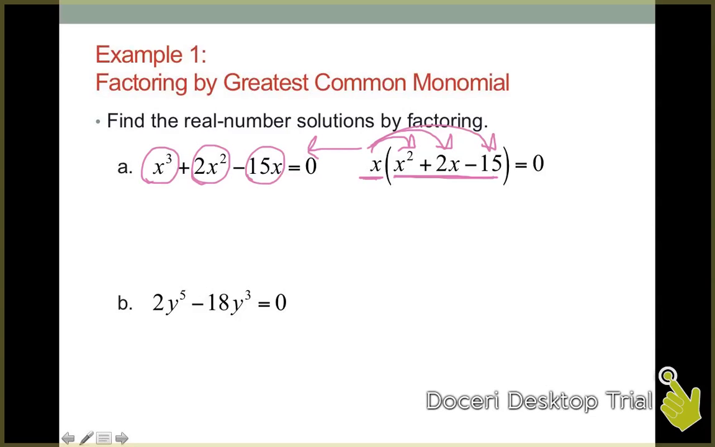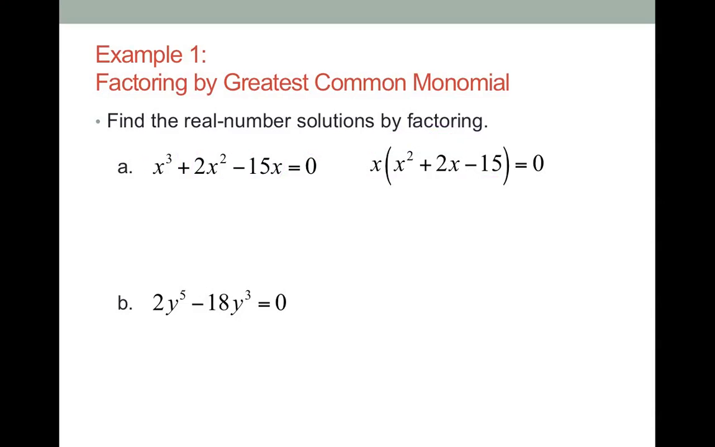Okay? So when I divide out an x, I end up with x squared plus 2x minus 15 as the trinomial that's still in the parentheses. But that trinomial now is also quadratic. So now we can use our quadratic factoring methods to see if we can factor even more.